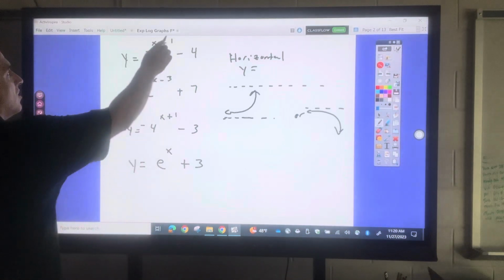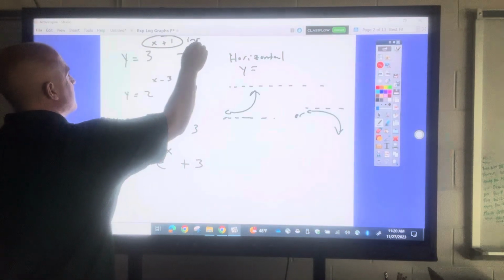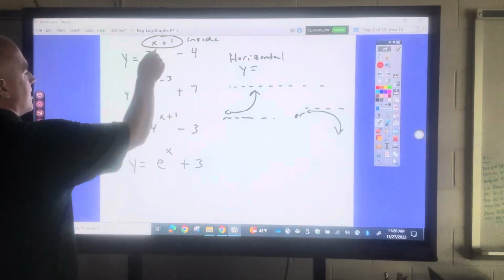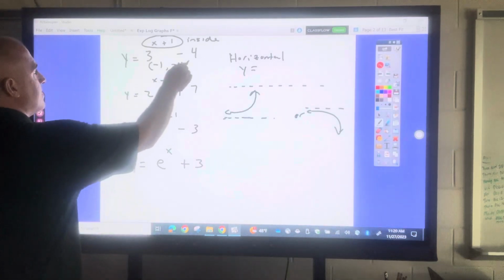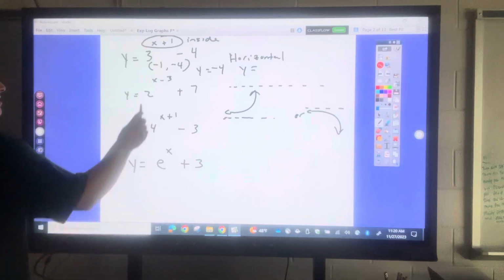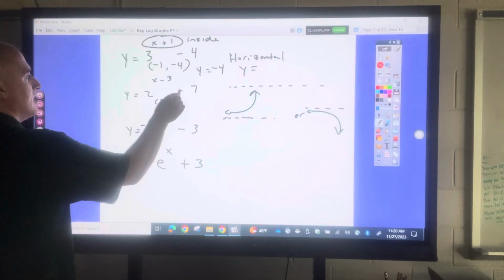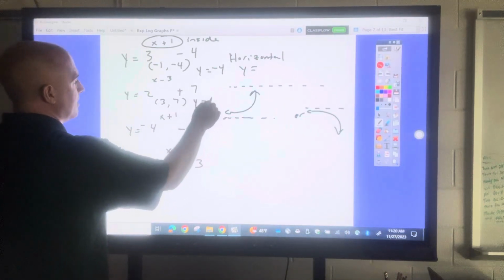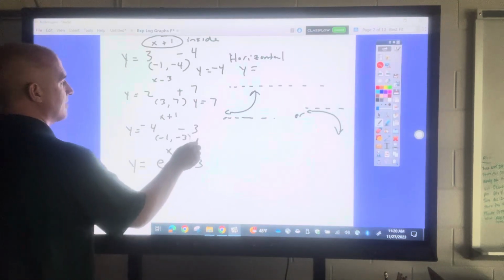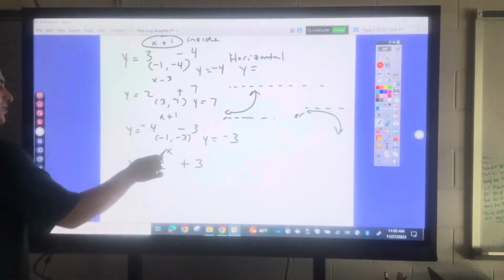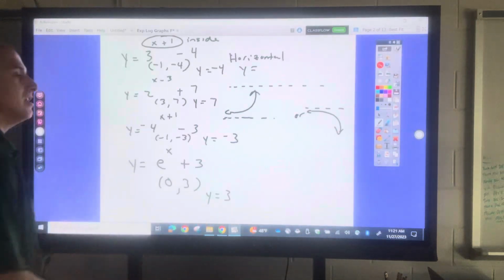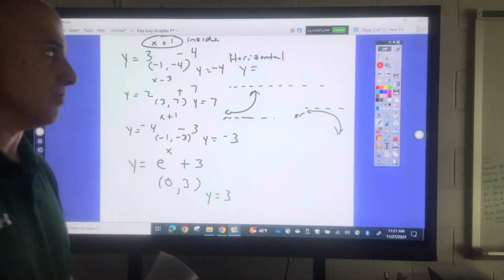So, same deal. This is considered inside the function. So if I solve that, that'd be -1. Use that, that'd be -4. But this is going to be y equals, so it's going to be -4. Solve that would be 3. Use that would be 7, so it's going to be y equals 7. Solve that, which is -1. Use that, which is -3. That's going to be y equals -3. Solve that, that would be 0. Use that, that'd be 3. It'd be y equals 3. So you have to be able to find those asymptotes first.